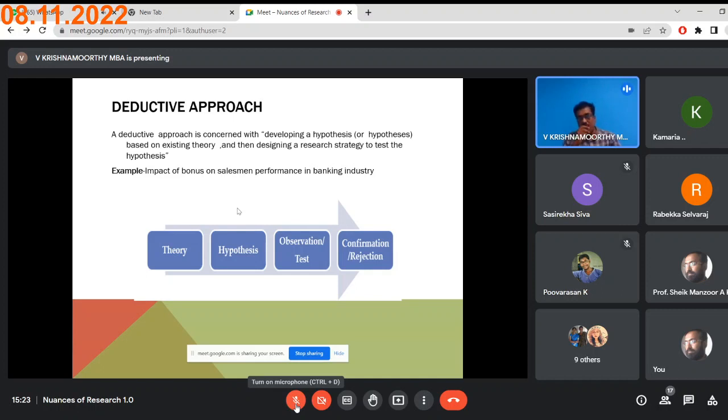What is the deductive approach? In the deductive approach, you take any one theory. From the theory, you develop some hypothesis. From the hypothesis, you can then apply some statistical tests. Finally, you can accept or reject the hypothesis. When you follow this method, it is called the deductive approach.